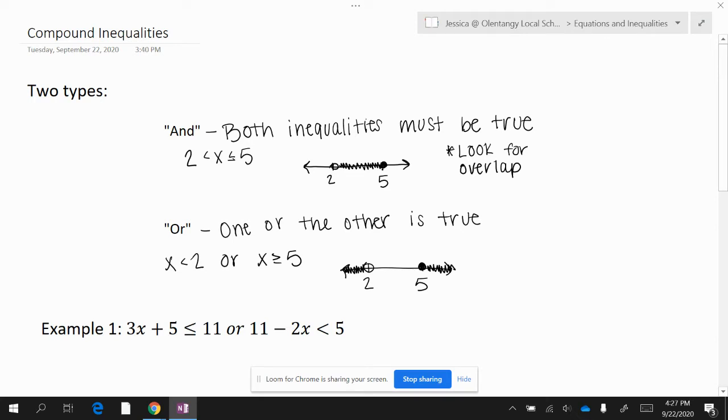So here the solution is either x is less than 2 or x is greater than or equal to 5. It could be anywhere on that number line where it is shaded, not just the overlap. So the solution is all the shaded part, not just the overlap.